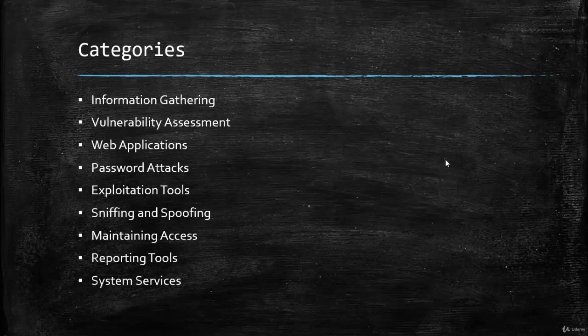Password attacks. It has lots of tools that can be used to perform password attacks online or offline. Exploitation tools. It has tools that can be used to exploit vulnerabilities found in target machines. There are exploitation tools available for database, web, and network. Sniffing and spoofing. This category can be used to sniff traffic of networks and web.